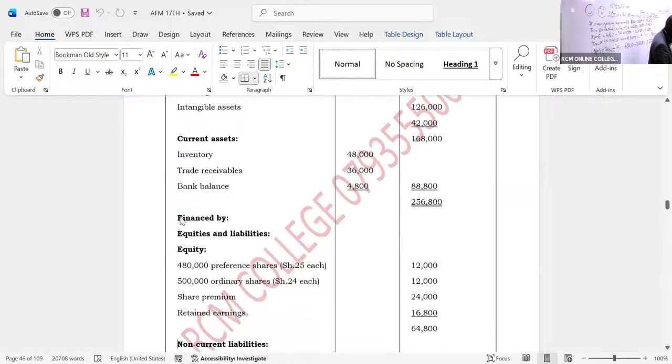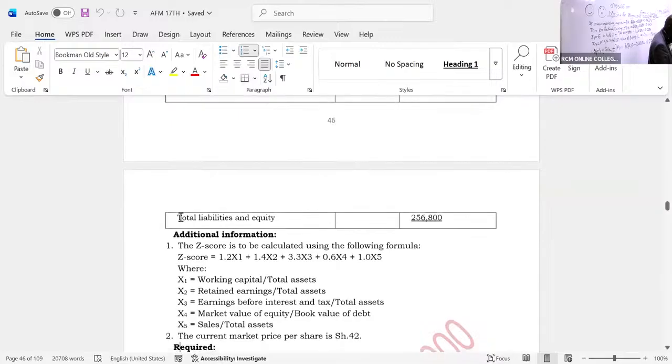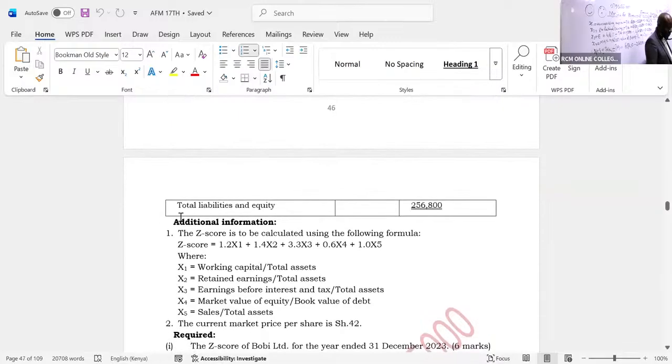Look at the formulas given down there. The first one, X1, is working capital over, that's very good. X2 is retained earnings, very good. X3 is EBIT over, very good. X4 is market value of equity over book value of debt, which is the same as your total liabilities. X5 the same. We are lucky.